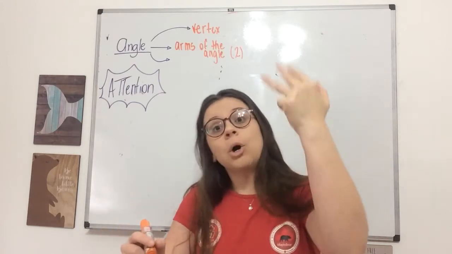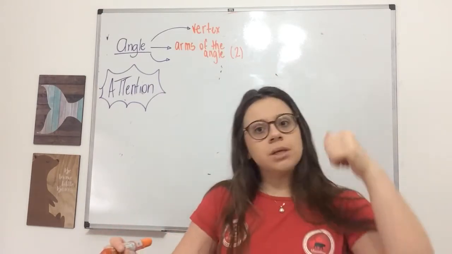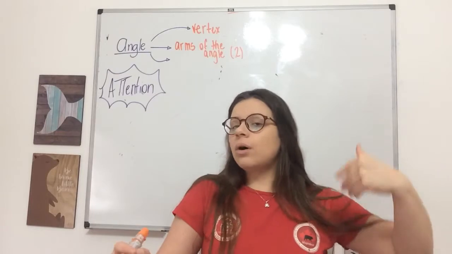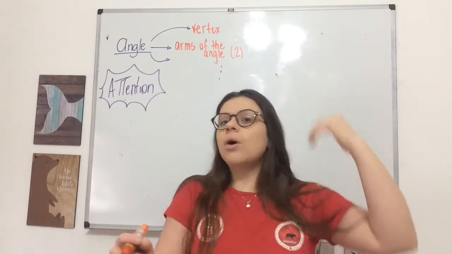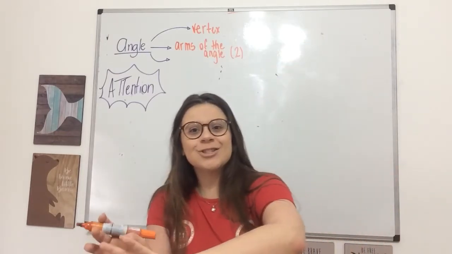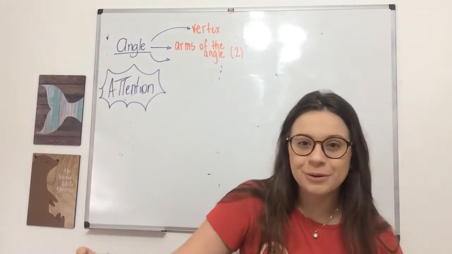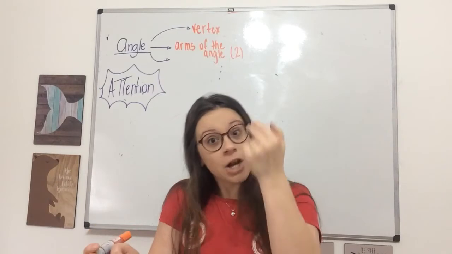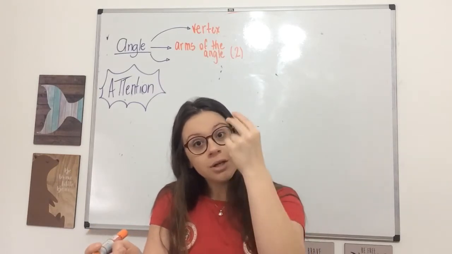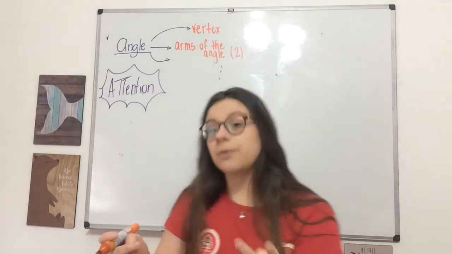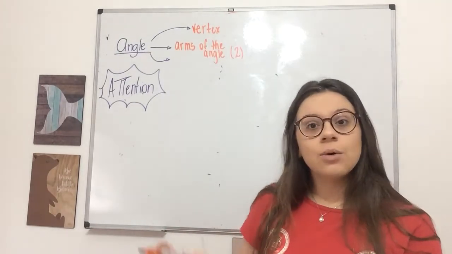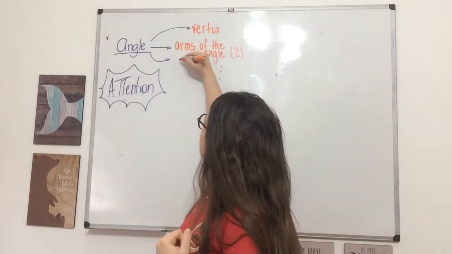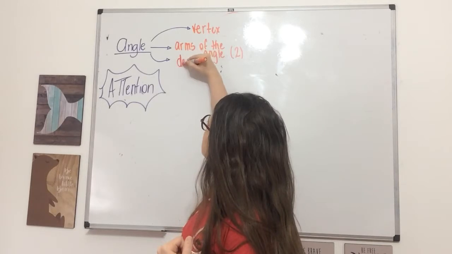If I have more lines, I am building a polygon. I have more than one vertex, so I have more than one angle. And then it's a story for another video. So for now, we are going to build one vertex, and on this vertex, we are going to build two arms to build our angle. And when we build this angle, we are going to measure this angle in degrees.